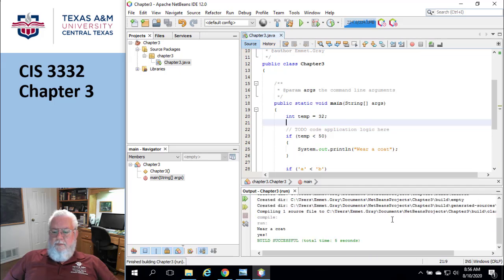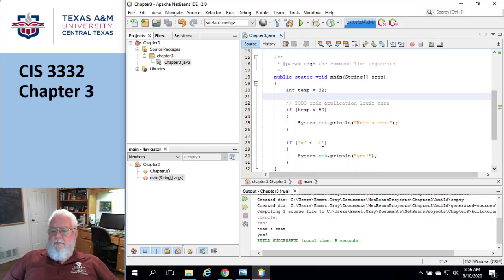Okay. And it says, where are code? And yes. So A is less than B. You'd expect that, right? But here's where it gets a little confusing. What if I said A is less than capital B? Okay. Well, what is it now?